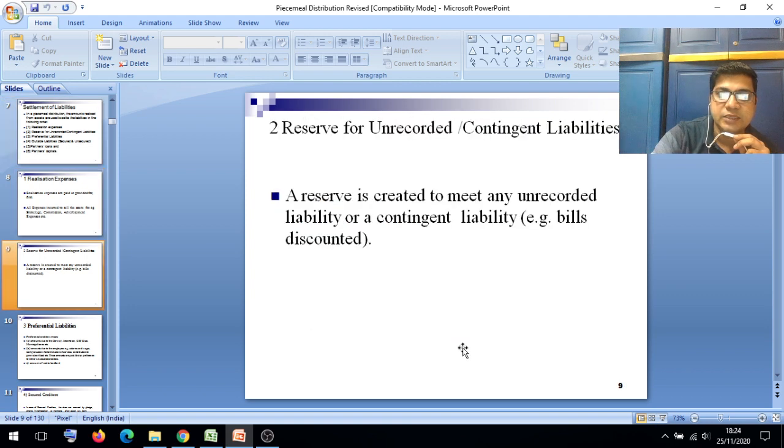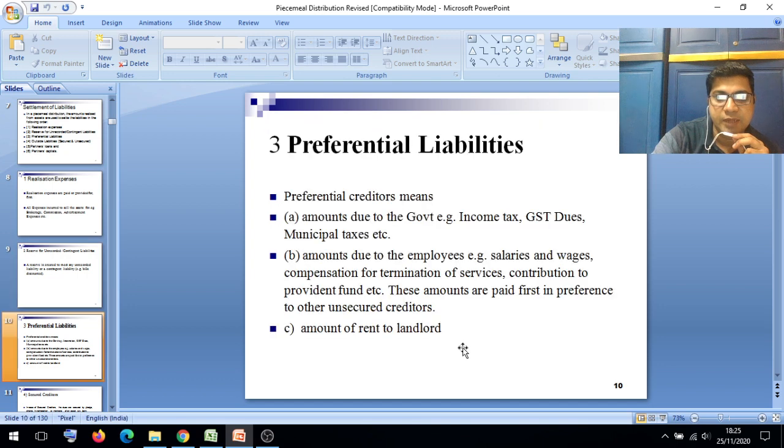Now, realization expenses, reserve and unrecorded liability, we know that. Preferential liability includes preferential creditors, such as government dues, income tax, GST dues, municipal taxes, then amounts due to employees, such as salaries and wages, compensation for termination of the services, contribution to the provident fund, then the amount of rent to the landlord. These are all preferential liabilities.